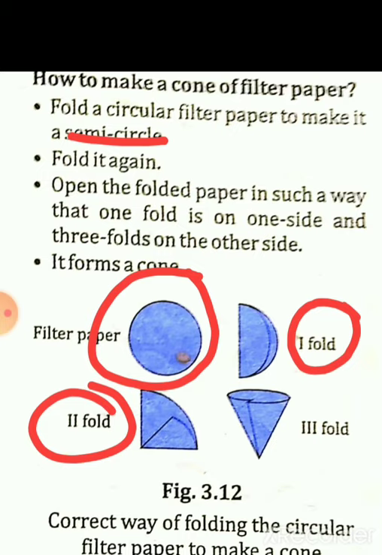Then open the folded paper. When you fold it to make a semicircle there are two sides, and after folding again there are four layers. So we open the folded paper in such a way that one fold is on one side only and the other three folds are on the other side, because there are four folds. In this way we fold it and make a cone.